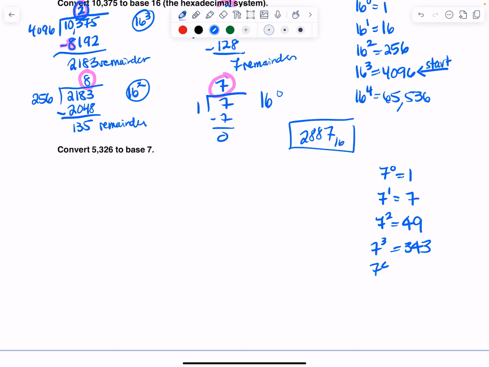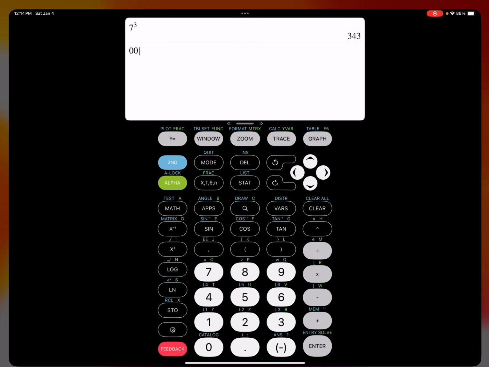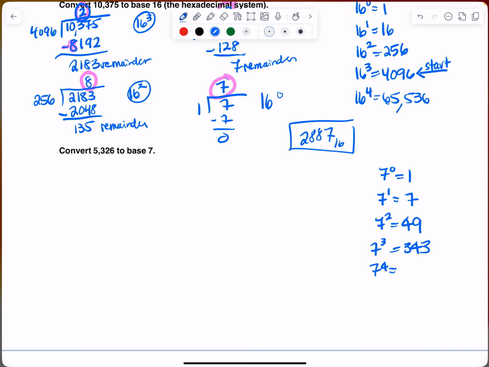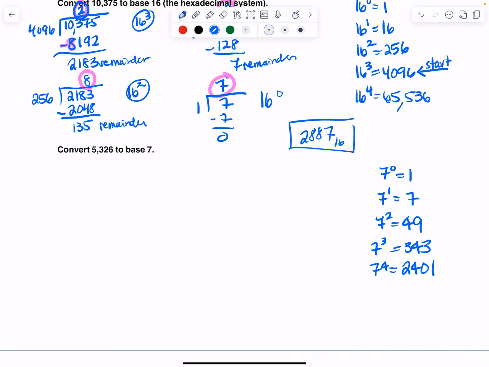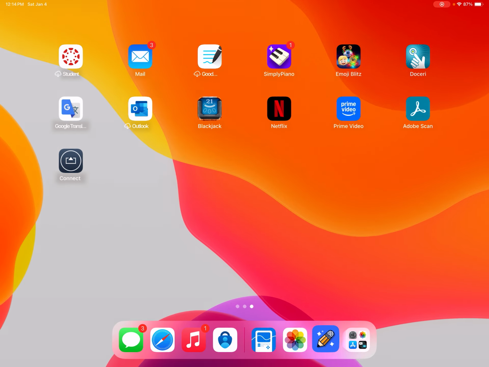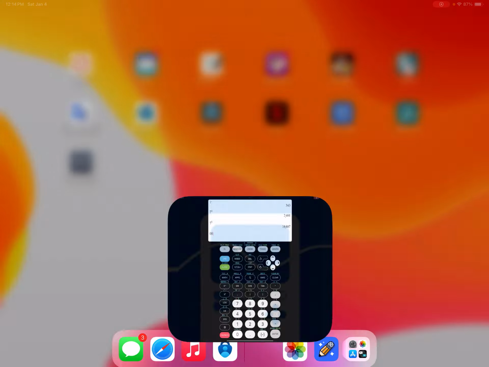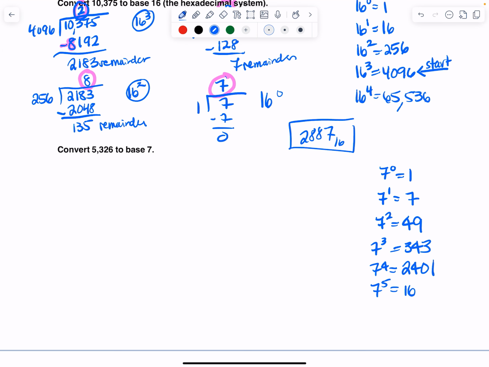And then we need 7 to the 4th, which is 2,401. Okay, let's do 7 to the 5th just for giggles. That's 16,807. That's too big. So we have to start off with 7 to the 4th. So we're going to start there.